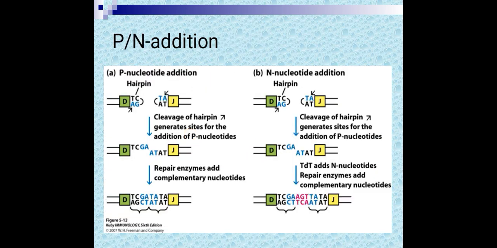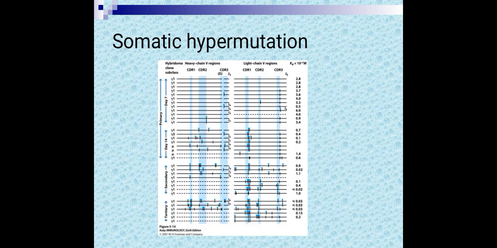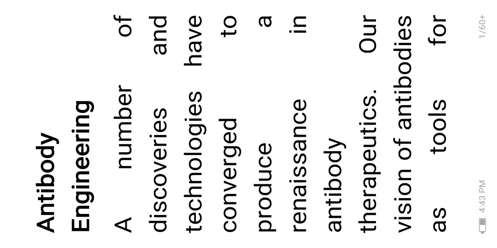Junctional flexibility, P and N nucleotide addition, somatic hypermutation: nucleotide replacement mediated by activation induced cytidine deaminase, AID. AID also plays a key role in class switching. The frequency is 10 raised to -3 per base pair per generation. Somatic hypermutation. Next is about antibody engineering.